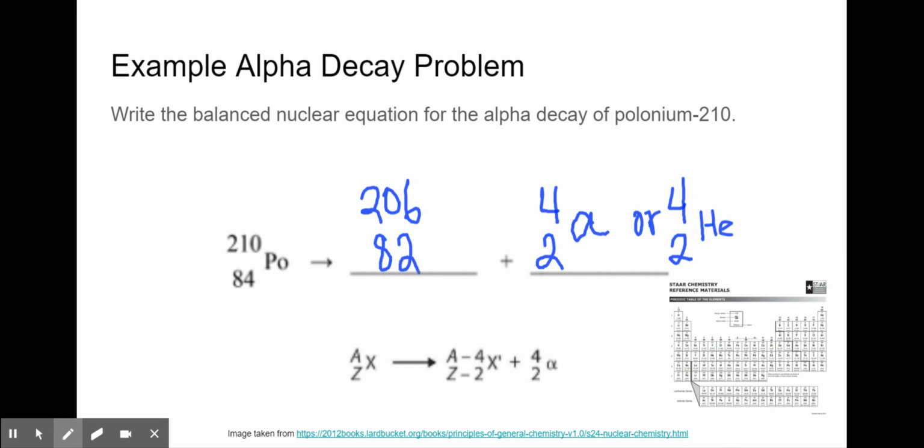Now I can look at my periodic table to determine the identity of that daughter isotope. If I look at my periodic table, 82 should give me lead. So the daughter isotope of polonium-210 after alpha decay is lead-206 and an alpha particle.